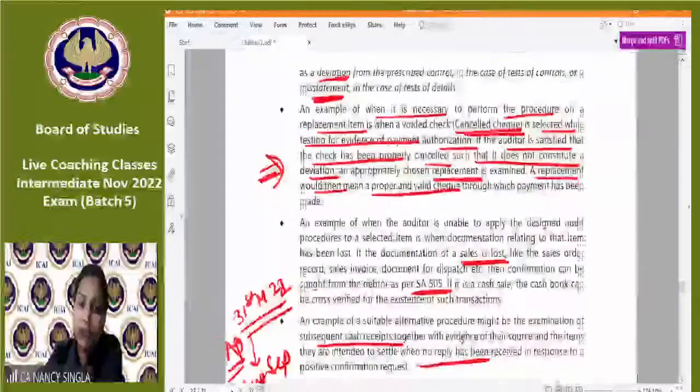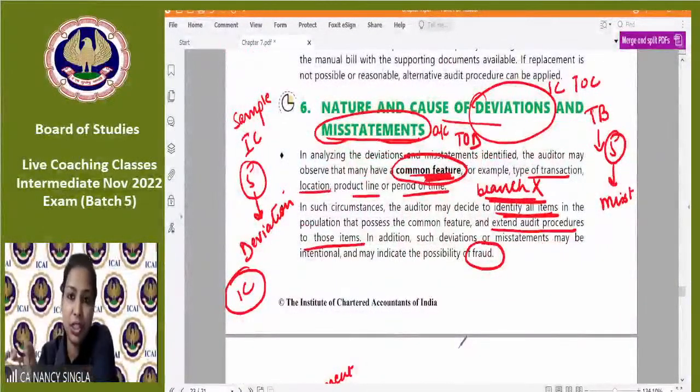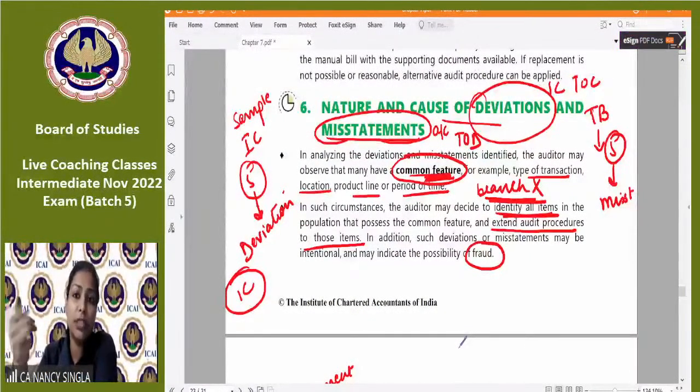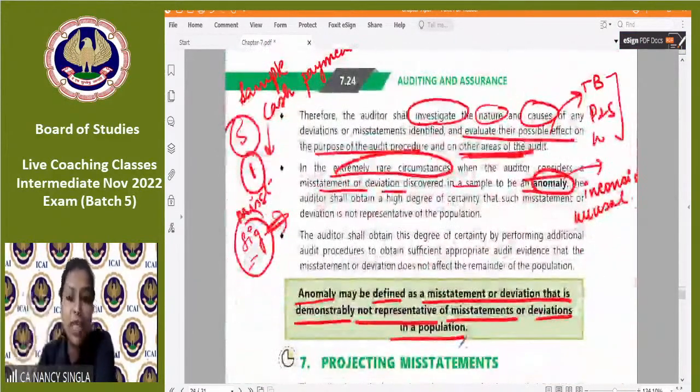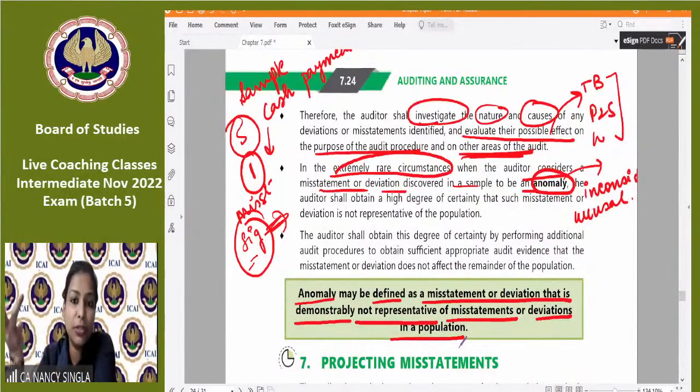ठीक है? Now if the auditor finds that yes, it is a misstatement, it is a deviation, तो क्या करना है? उसका feature देखो. What is the common feature? Identify all such items and extend your audit procedures, because हो सकता है fraud तो नहीं है. And when you are investigating the nature and causes, you evaluate its possible effect on the purpose of the audit procedure. मतलब हो सकता है ना extend करना पड़ जाए audit procedure. Other areas of audit, traveling bills में problem है, हो सकता है printing stationery में भी है.